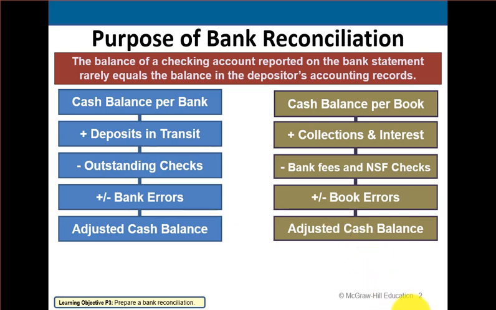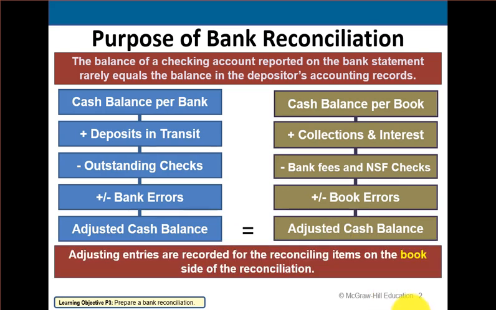So let's look at our first example here. Oh, and also, we won't get into this, but there are adjusting entries in the real world that the books have to make to sometimes reconcile and make sure that the books and the bank agree. But like I said, we're not going to cover that in this review.